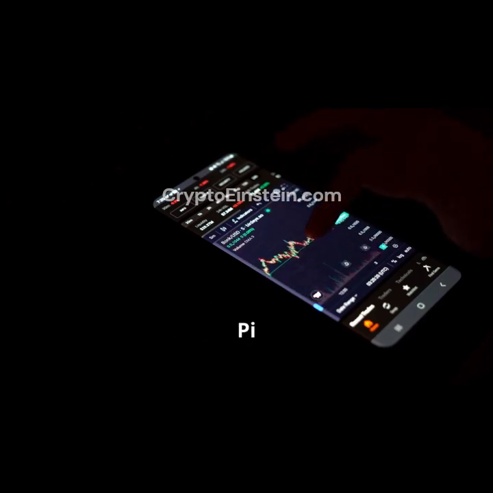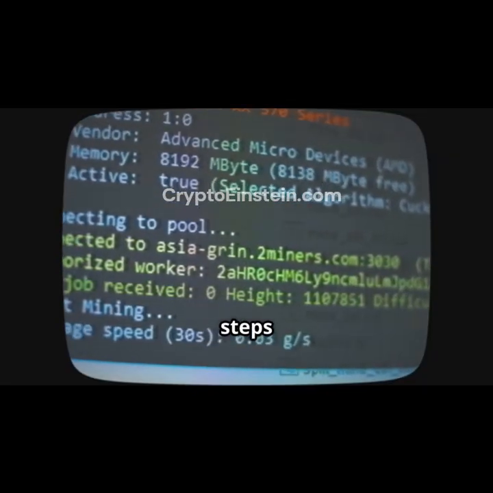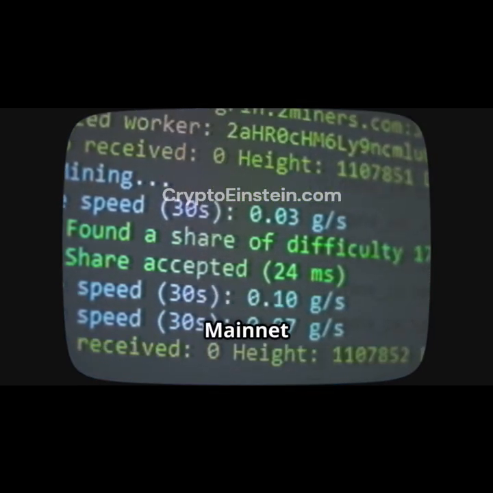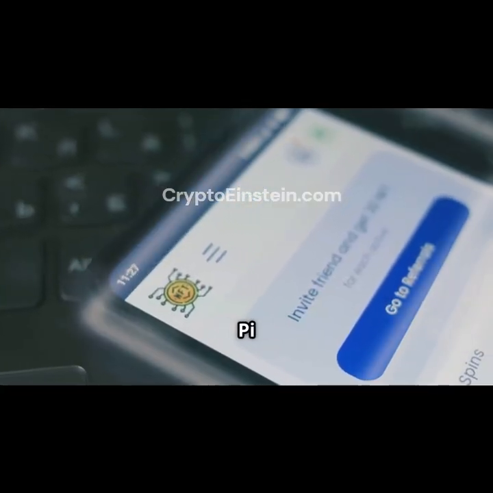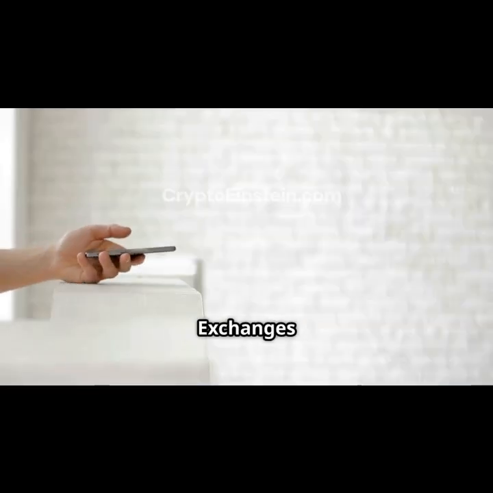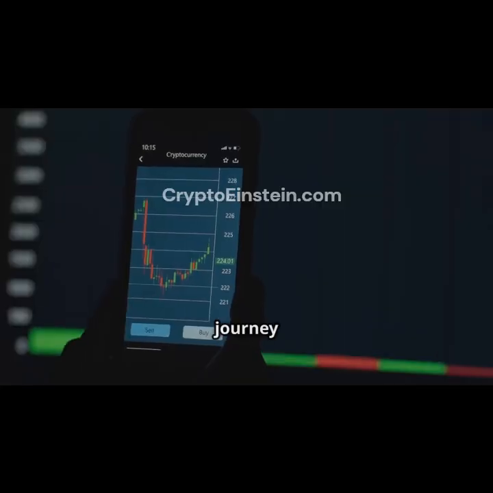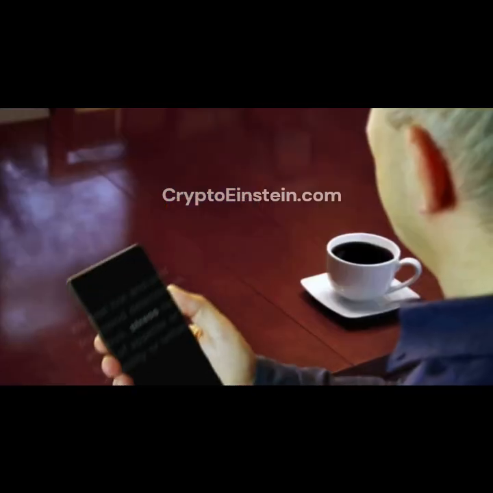Conclusion. Pi Network is an innovative project that makes cryptocurrency mining accessible to everyone. By following the steps above, you can join the network, start mining Pi, and prepare for the mainnet migration. Remember, inviting new members and running a Pi node can significantly increase your Pi balance. With Pi collaboration exchanges now available, you can also trade Pi coins securely. Start your journey today and be part of the future of decentralized currency.